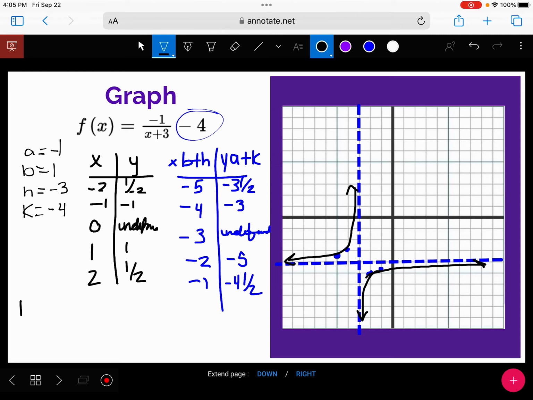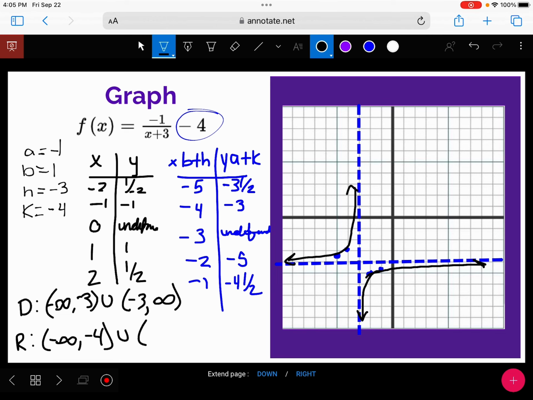So our domain on this is pretty much everything except for that -3. So it's from -infinity to that -3 with the parentheses joined with -3 to +infinity. And our range is very similar, everything except for that horizontal asymptote, from -infinity to -4 unioned with -4 to +infinity. It's everything except those asymptotes. All right, and that's how we do our rational functions.